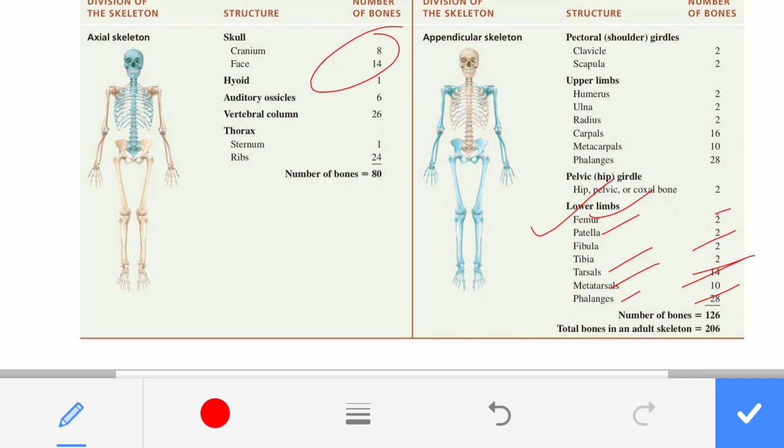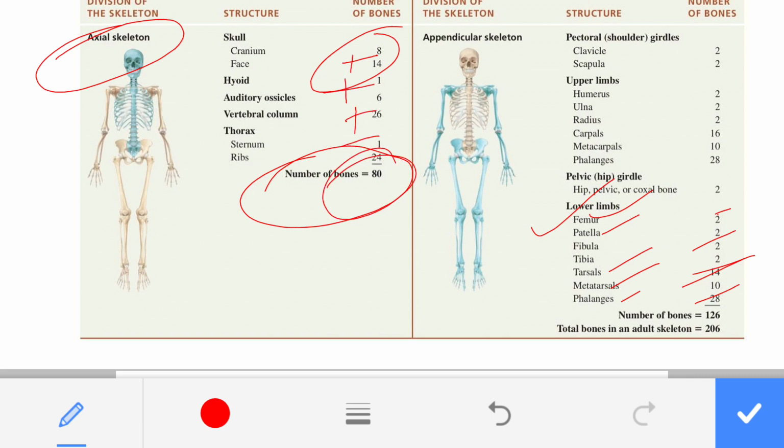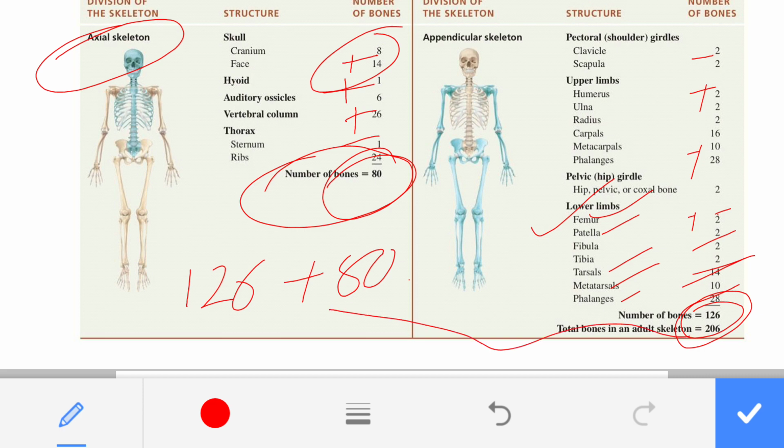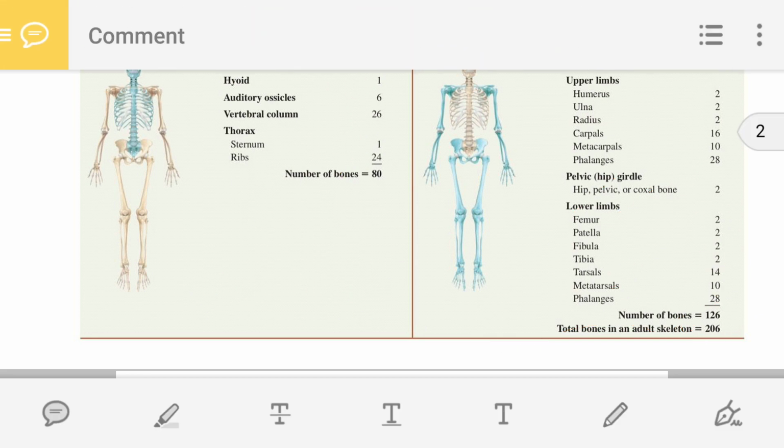One thing that you need to remember is that in the axial skeleton, if you make this count, the total will be 80. And here, when you make the total, the final total is 126. So if you add 126 plus 80, the answer is 206. So the total number of bones in the adult human skeleton is 206.